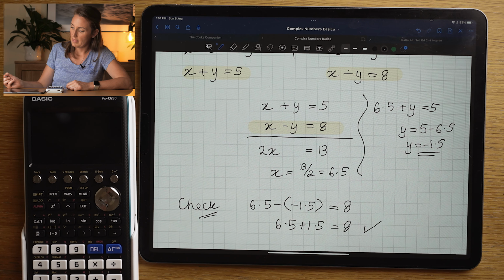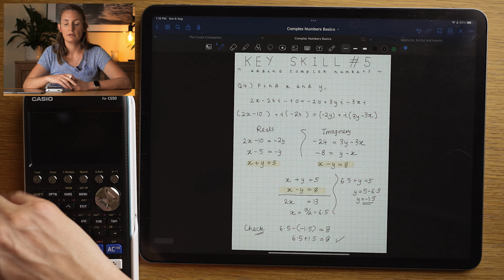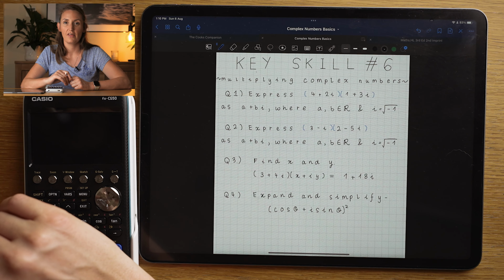So that's all done. In Key Skill 6, we're going to be looking at how you can multiply together complex numbers.